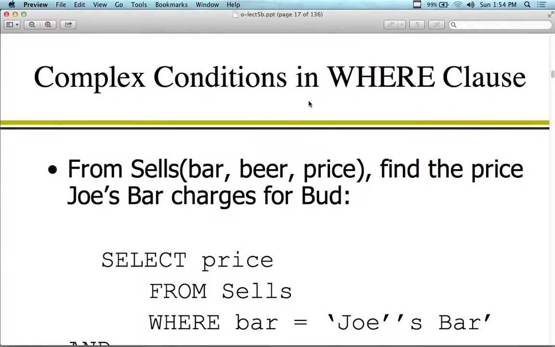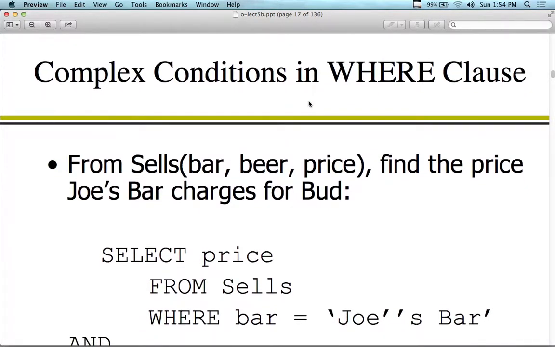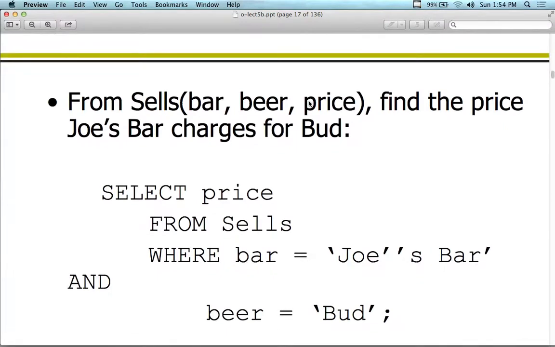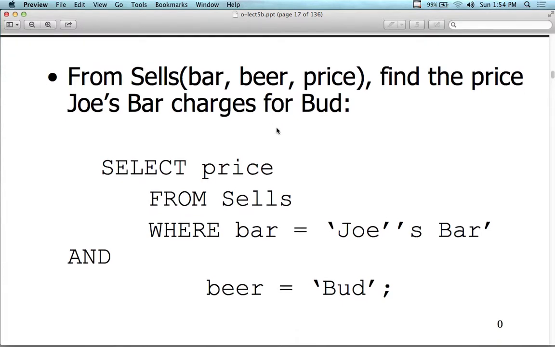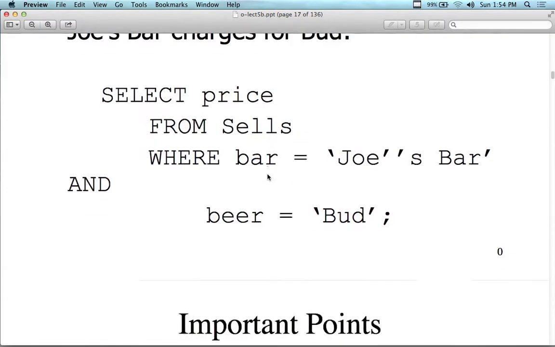We can also put some complex conditions in the where clause. So from the sales table that has bar, beer, and price, find the price that Joe's Bar charges for Bud. When I say complex, it means more than one condition in the where clause. So now we're going to select price from sales where bar is equal to Joe's Bar and the beer is equal to Bud. Now all we're going to get is a price that comes out of that.